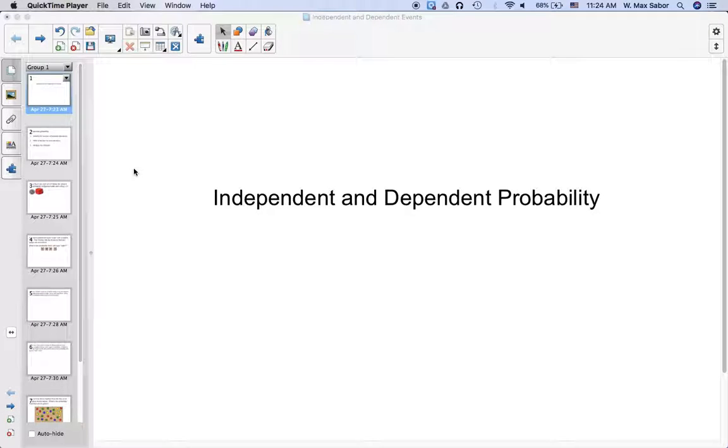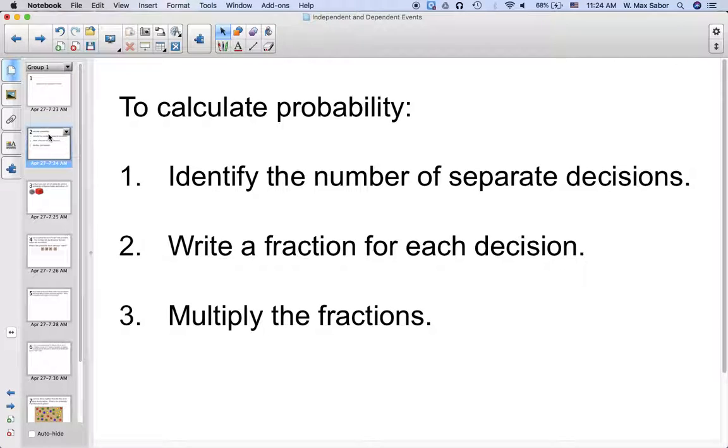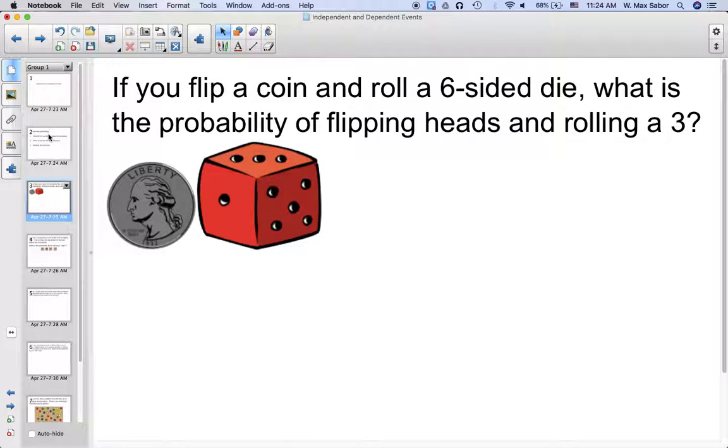Independent and dependent probability. To calculate probability, we identify the separate decisions, write a fraction for each decision, and multiply the fractions. For example, we're flipping a coin and rolling a 6-sided die. What's the probability of flipping heads and rolling a 3?